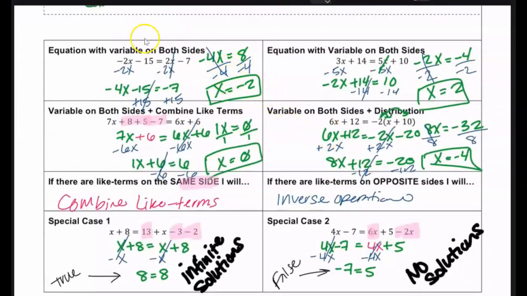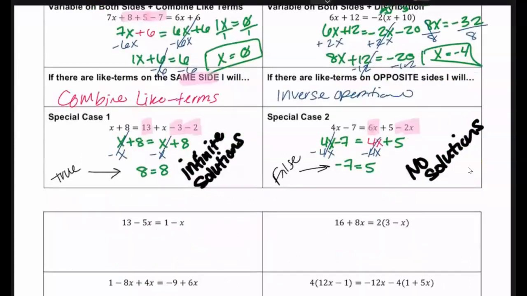So only negative 2 in this case, or only positive 2 in this case. So those are your 3 cases: one solution, infinite solutions, or no solutions. These 2 at the bottom are very rare, but we did want to discuss them.